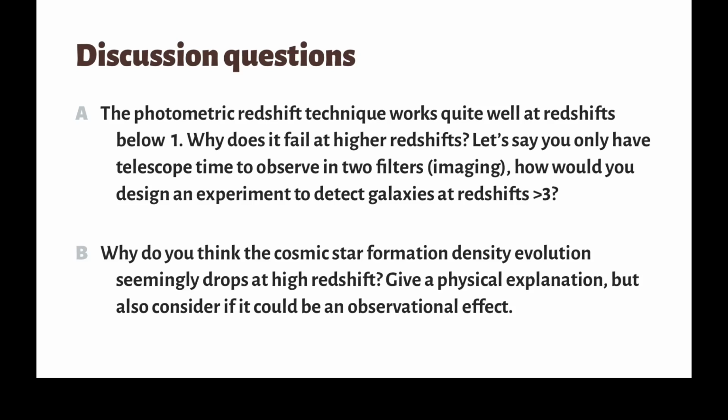Second question is, why do you think the cosmic star formation density evolution seemingly drops at high redshift? Try to give a physical explanation of why that would happen, but also consider if it is even something that actually happens, or it could be some kind of observational effect, an optical illusion, you could say, that made us think that it is like that, but it's just because we don't see the full image because of some kind of observational effect.